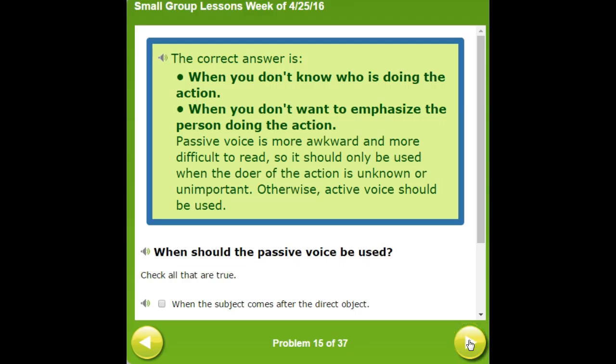Passive voice is more awkward and more difficult to read, so it should only be used when the doer of the action is unknown or unimportant. Otherwise, active voice should be used.